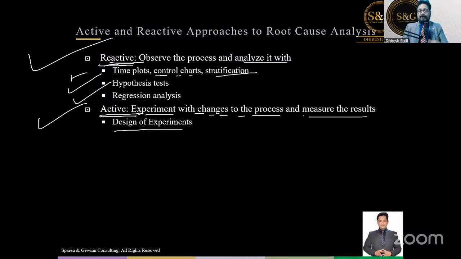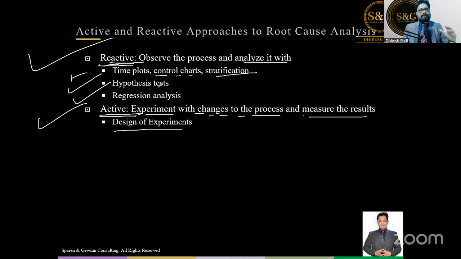Clear, everybody? The difference between the reactive and the active way of collecting the data? Just type yes in the chat box. Just give me yes quickly. Super, amazing. Haji, what do you want me to repeat? Yeah, let me repeat this.